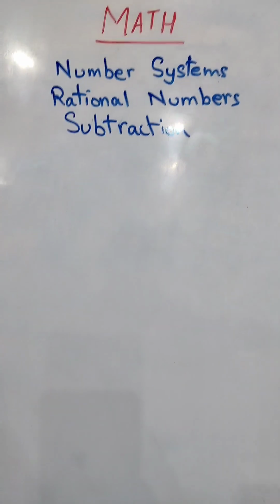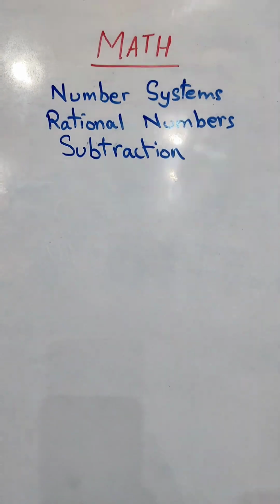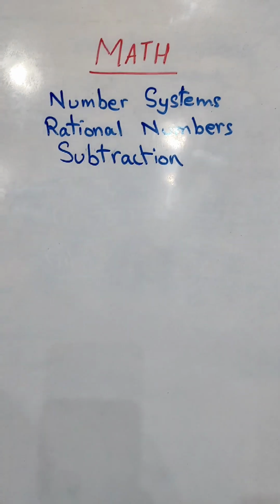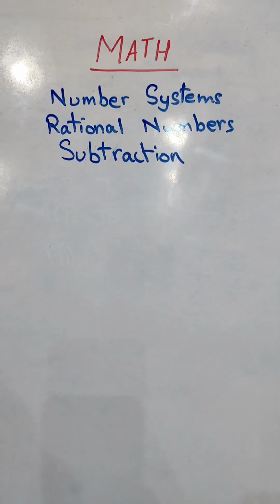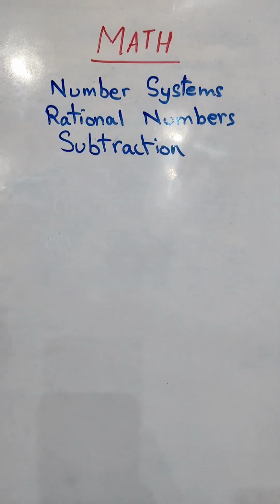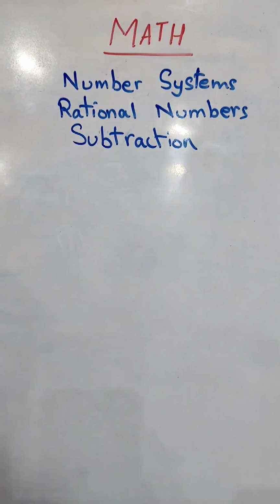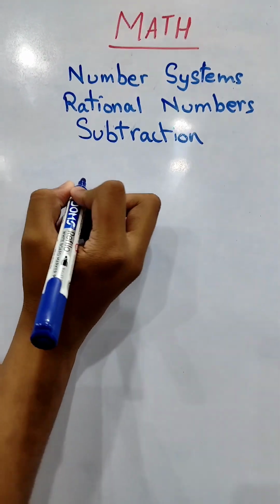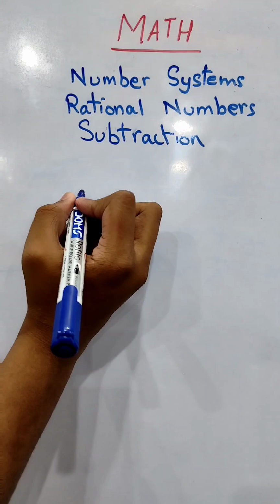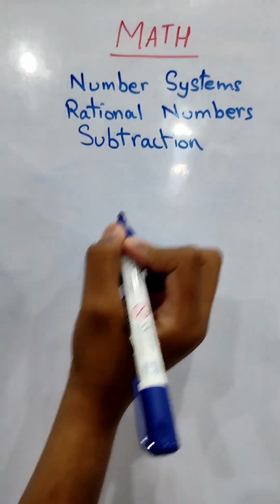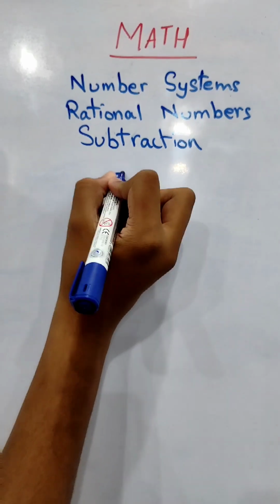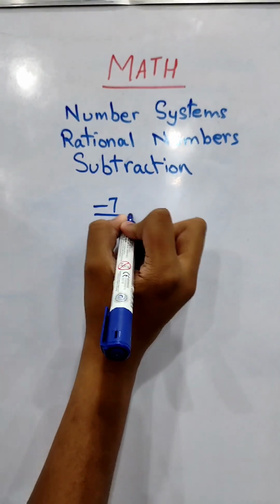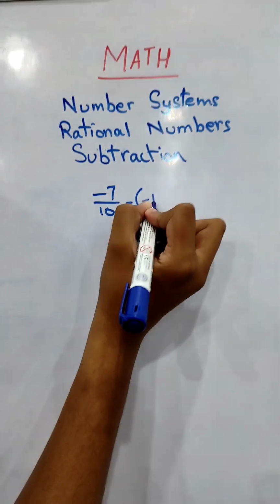Now let's start up with subtraction. Subtraction with rational numbers is very similar to that of addition, so I won't be going that much in detail, and we'll be doing only one example, because I have some other stuff to tell after a while. We'll be taking minus 7 by 10 minus of minus 10.